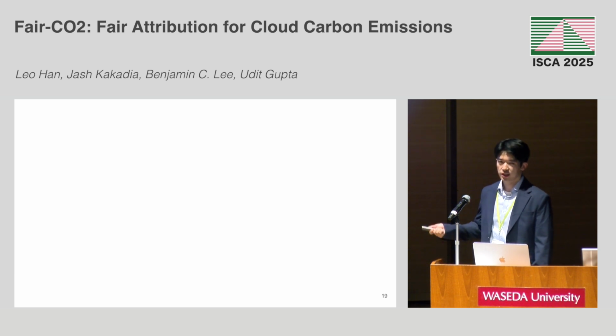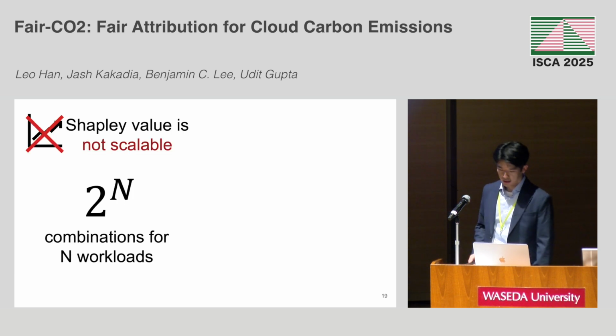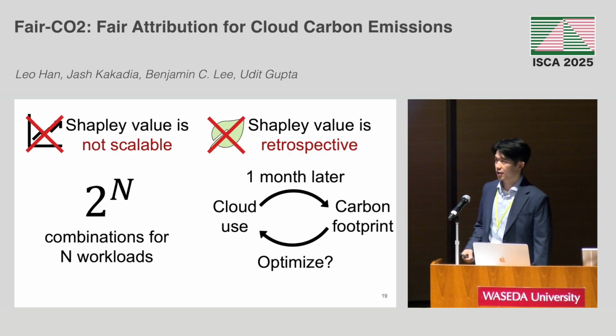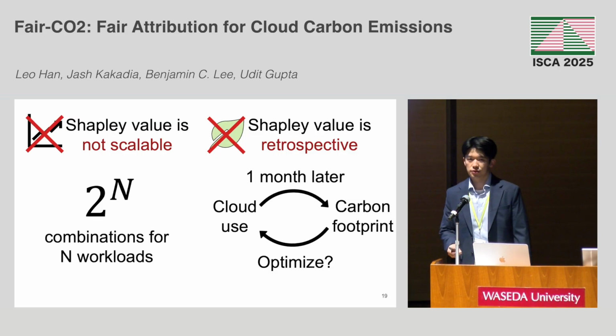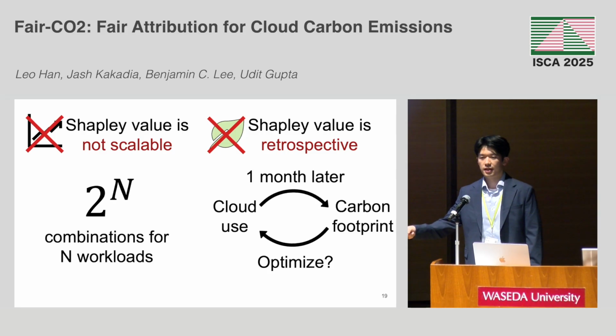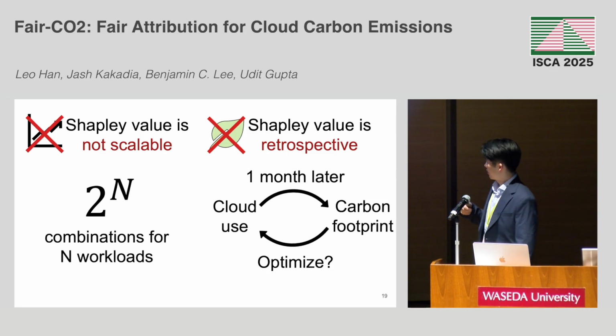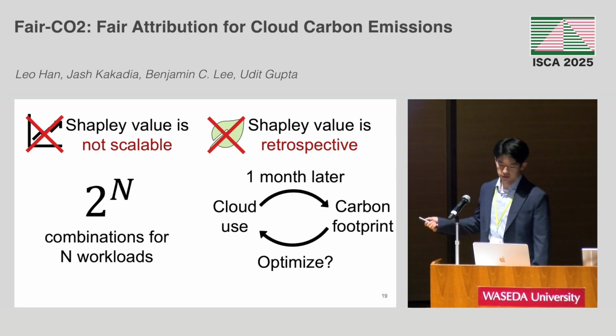But there's a catch. The Shapley value is not scalable. We need to profile 2^n possible combinations for n workloads, meaning that the computational cost is exponential. Moreover, the Shapley value is again retrospective, meaning there can be a long delay between cloud use and getting carbon footprint feedback, leading to difficulties in optimizing workloads.